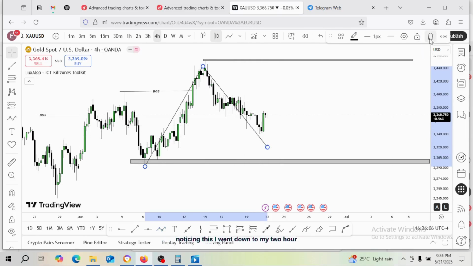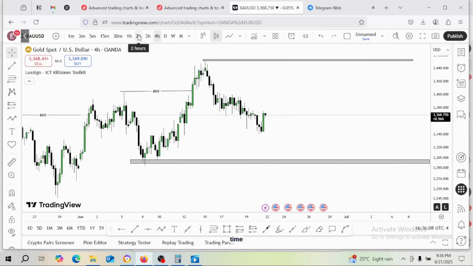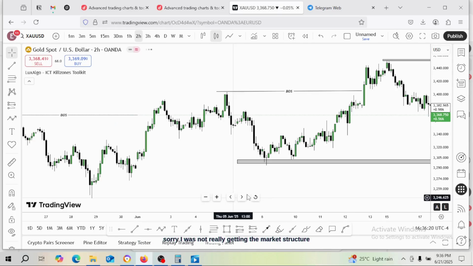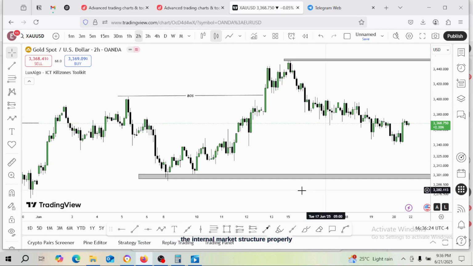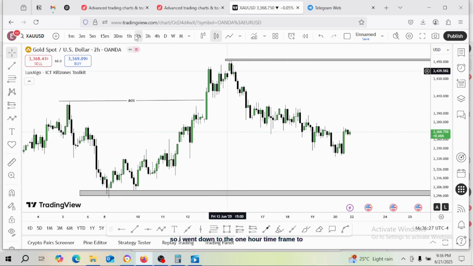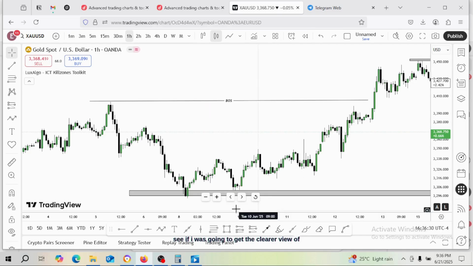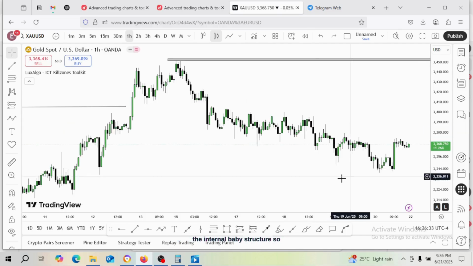So now, noticing this, I went down to my 2-hour time frame, which is the immediate lower time frame to the 4-hour, to map out the internal structure. When I went down to the 2-hour time frame, I was not really getting the internal market structure properly. So I went down to the 1-hour time frame to see if I would get a clearer view of the internal bearish structure.